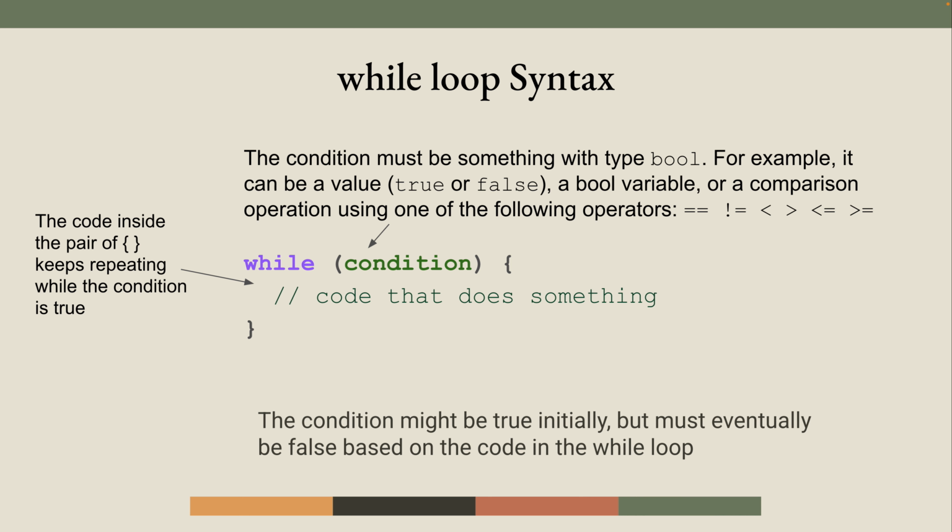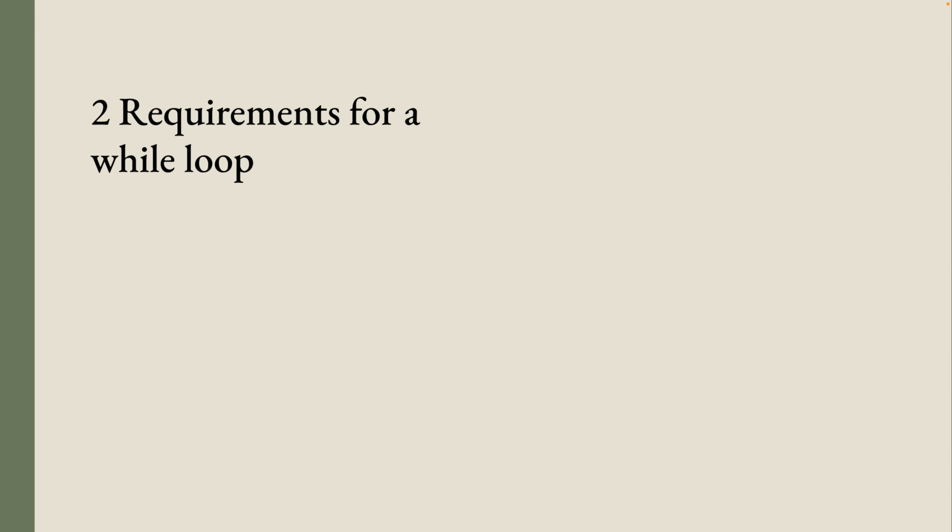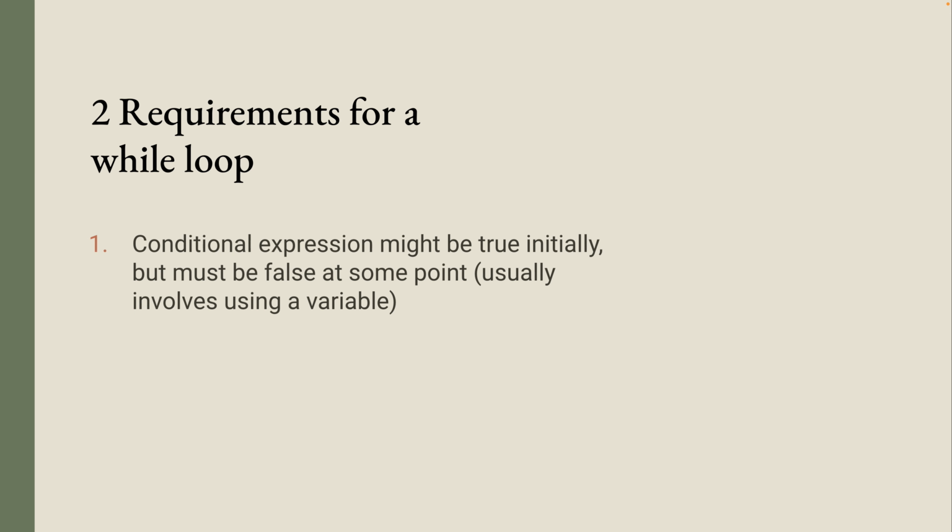Okay. So on Friday, we came up with 2 requirements for a while loop. Does anyone remember what one of the requirements are? Yes, so both of you are right. It can't be infinite. So another way of putting that is that the conditional expression might be true initially, but eventually at some point has to become false. So we can't do something like 5 is greater than 3, because that will always be true. But we could do something like counter is greater than 3, because that eventually could become false.